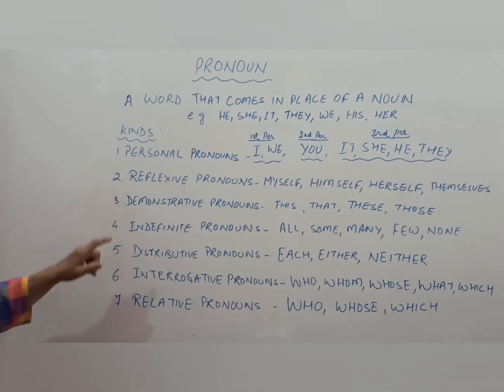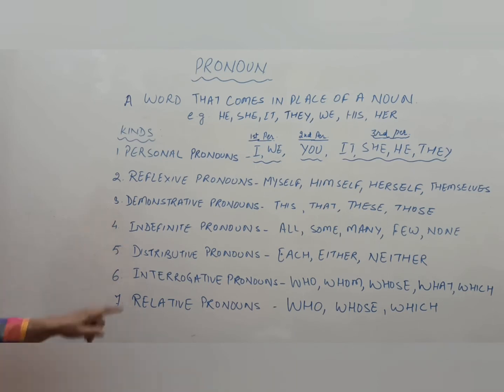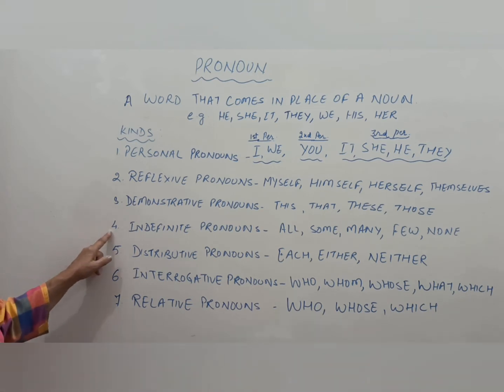Reflexive pronouns are those which are related to the self: myself, himself, herself, themselves. Demonstrative pronouns are those which point out: this, that, these, those. This is a book. That is a chair. These are my books. Those are his books, etc. Number 4 is indefinite pronouns. Indefinite pronouns are those which are not definite in number, like all, some, many, few, none.